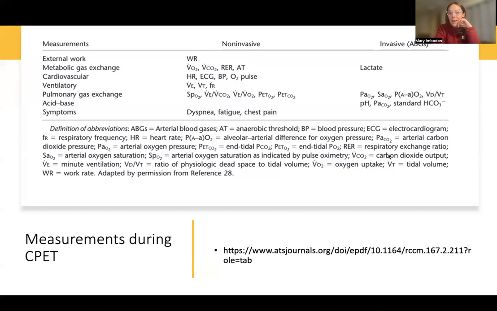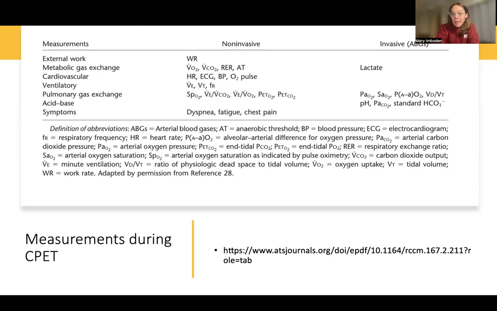All right, welcome back. So we're going to take what we learned from the first screencast and start to dive a little bit deeper into the specific measurements that we'll get from a cardiopulmonary exercise test and how those measurements can actually inform clinical decision making as well as exercise programming.